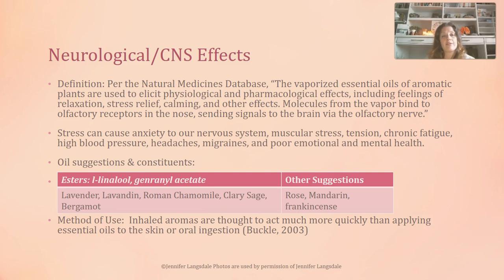So stress, as we know, can cause anxiety in our nervous system, and that increases muscular tension and stress, chronic fatigue, high blood pressure, headaches, migraines, and poor emotional and mental health. Again, this is a huge thing people come in for a prescription for at the yoga studio. We're always writing yogic prescriptions for anxiety and stress. And we know anxiety and stress are connected to every dis-ease in the body. So aromatherapy can really help us.